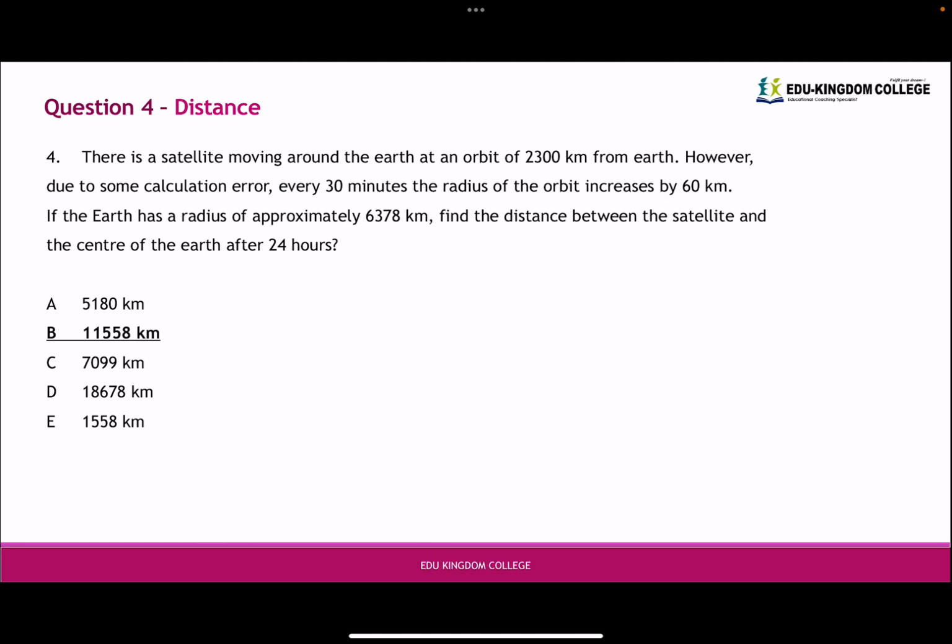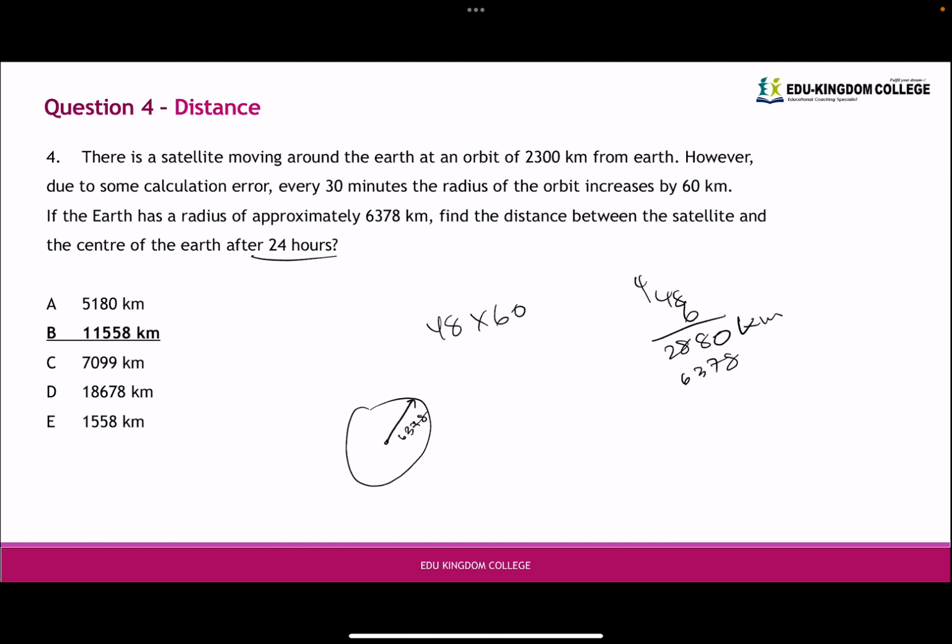There's a satellite moving around the Earth at an orbit of 2,300 kilometers from Earth. Every 30 minutes, the radius of the orbit increases by 60 kilometers. So after 24 hours, that's 48 lots of 30 minutes. So 48 times 60. What I'm going to do is just 48 times 6 and then multiply it by 10 later. So that's 2,880 kilometers over 24 hours. That's a lot of kilometers. The Earth has a radius of approximately 6,378, so from the center to the outside, that's 6,378.